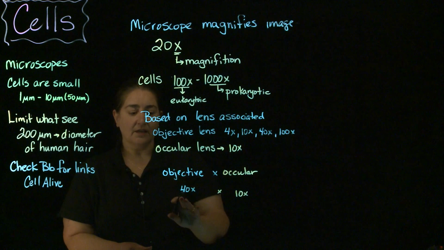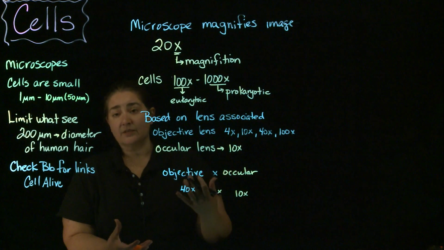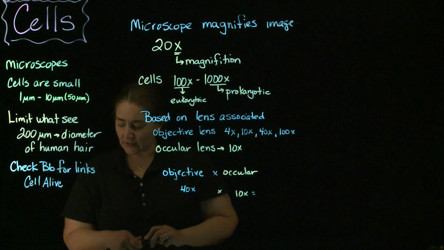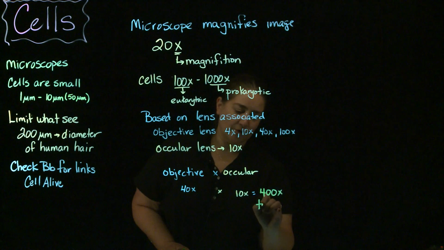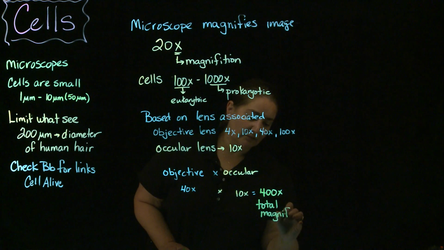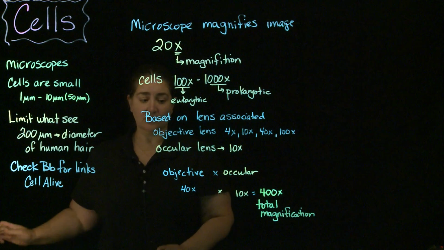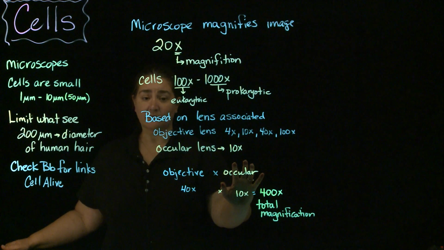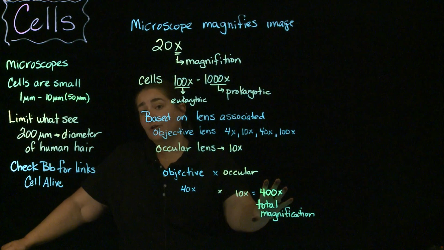All right? And 40 times 10, usually in class I stop and ask you what this equals. In videos I can't do that. 40 times 10, that's going to give you a total magnification of 400x. So when you see total magnification, if I ask you to tell me what the total magnification of something is, you need to know the objective lens magnification, you need to know the ocular lens magnification. You multiply those two numbers, total magnification would be 400x.